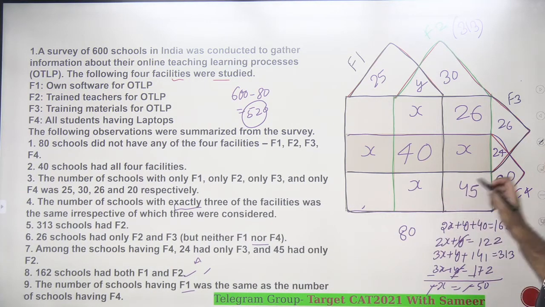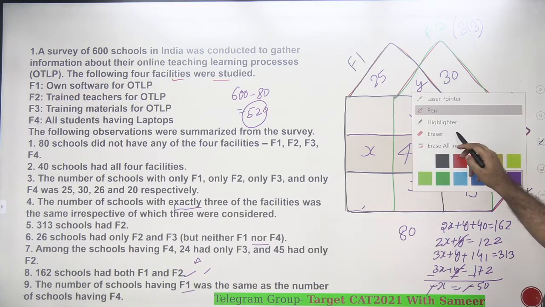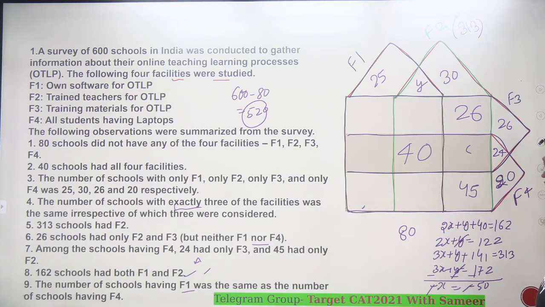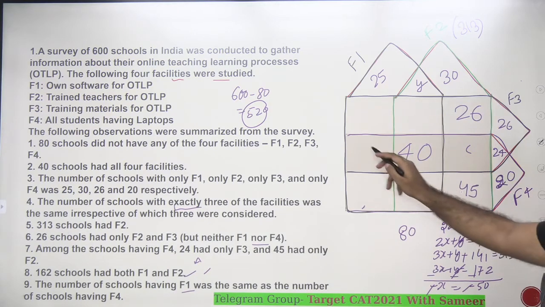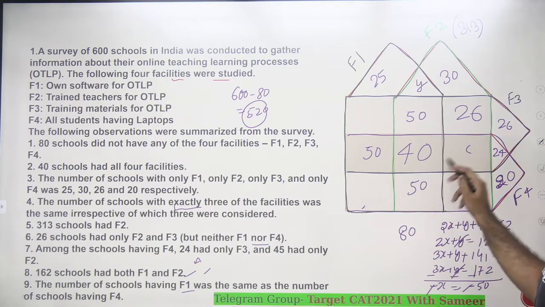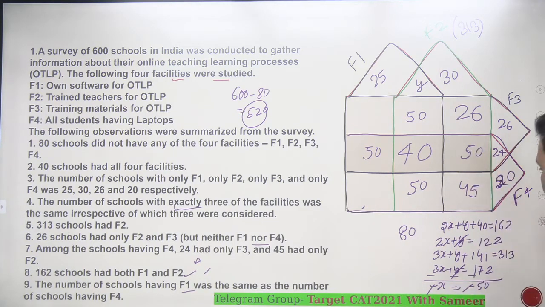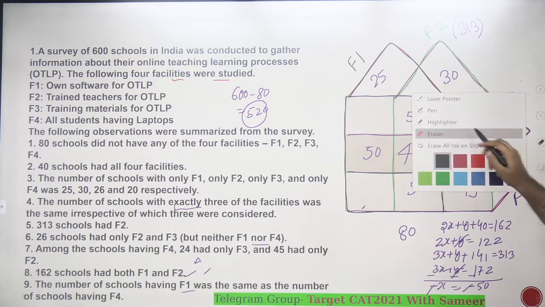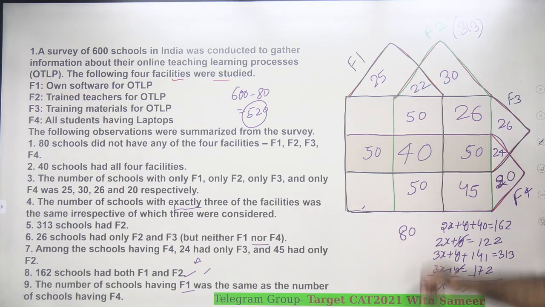Now if I put the value of x as 50, I'll get the rest of the values. All these values are equal to 50. Let's straight away use it. This is 50, this is 50, this is 50, and this is also 50. Now if I put x as 50 here, 2 into 50, 100, plus y is 122, y will be 22. So the value of y will be 22, guys.